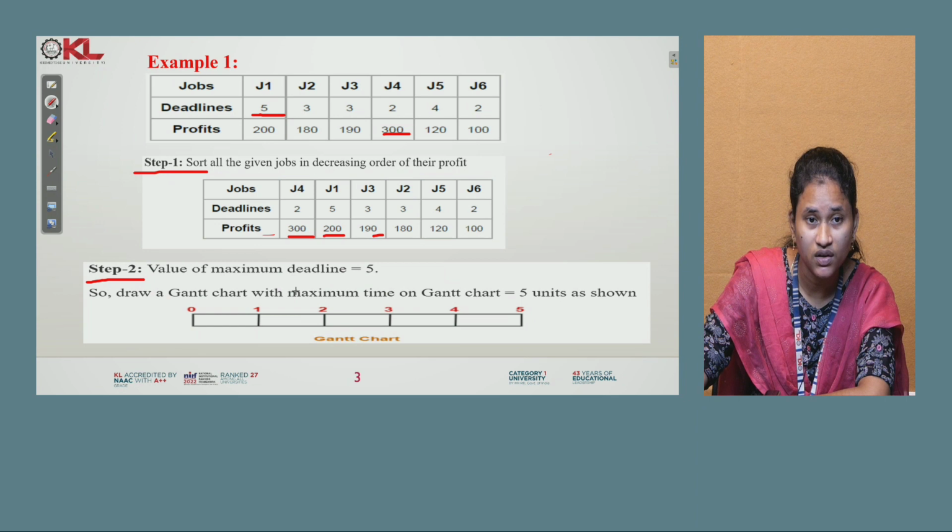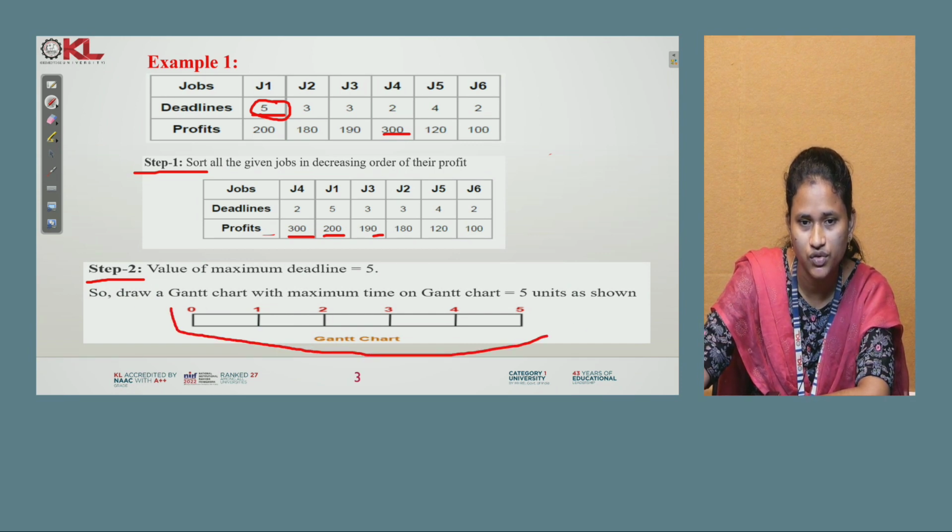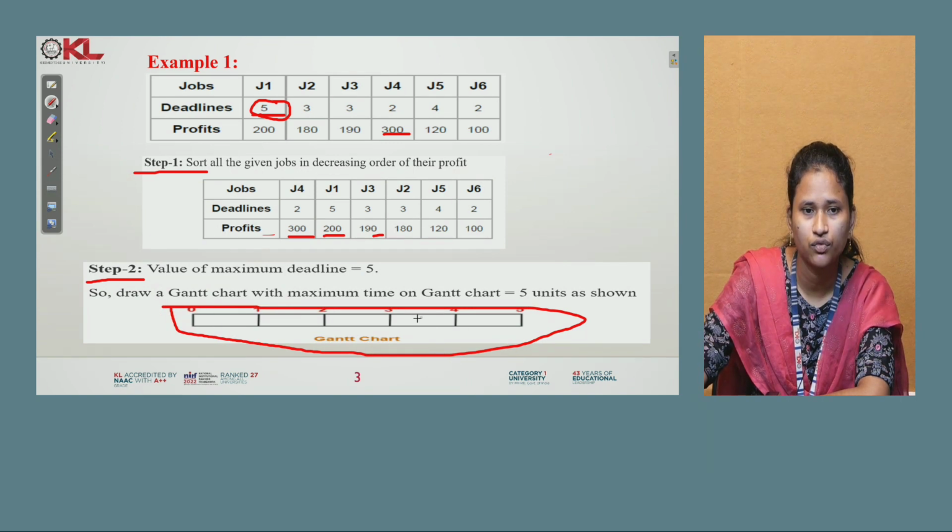The Gantt chart size will depend upon the maximum number of deadlines. The maximum deadline is 5 here, so the Gantt chart size will be chosen from 0 to 5. This is the basic Gantt chart we will use to solve the problem. So I have chosen 0 to 5, and these are the two steps we have followed.